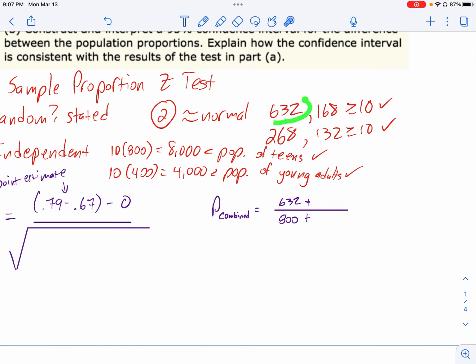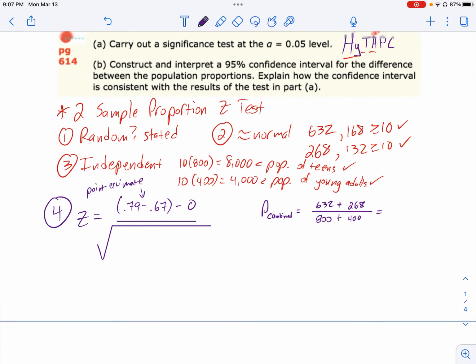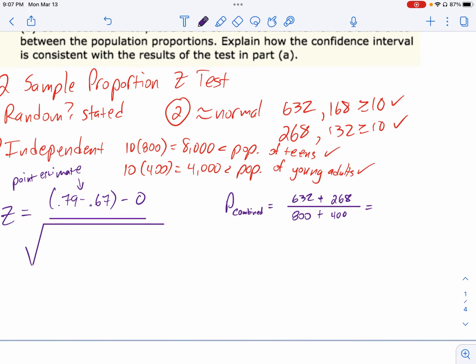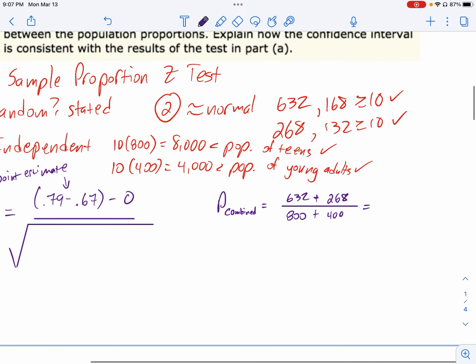If you need a little help, that came from that number right there. That's how many successes I had for teens. For the young adults, there were 400, and I had 268 successes. That's this number right here. You are combining them because we're testing this, so we don't want to use these separately. We want to combine them to have a more averaged out combined P.